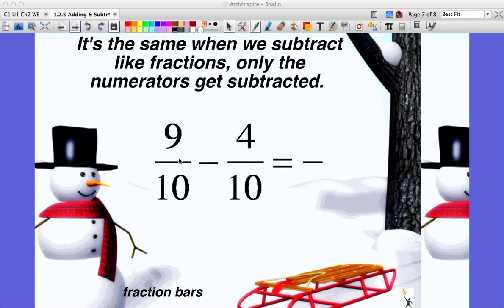So in this case, I have like fractions. I can do 9 minus 4 gives me 5. And I know my denominator stays the same. This is the most common misconception because we change the rules with multiplication, but in this case the denominator stays the same. So adding and subtracting like fractions, the denominator stays the same.